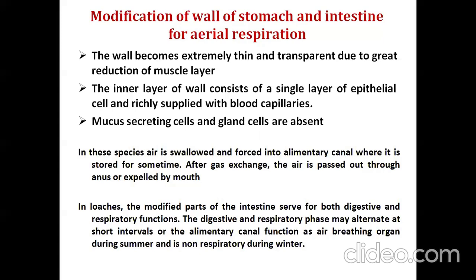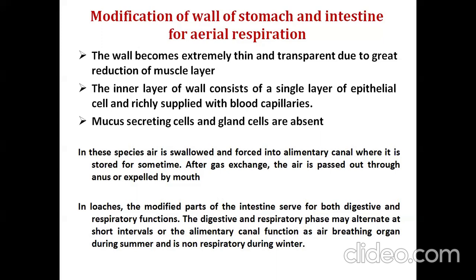Mucus secreting cells and gland cells are totally absent here because it is not going to have integumentary respiration. So the mucus secreting cells are completely suppressed. In this species, air is swallowed and forced into the alimentary canal where it is stored for some time. It gulps the air through the mouth and pharynx region, and it is forced into the alimentary canal where it can be stored for some time. And after the gas exchange, the air is passed out through the anus or expelled by the mouth.